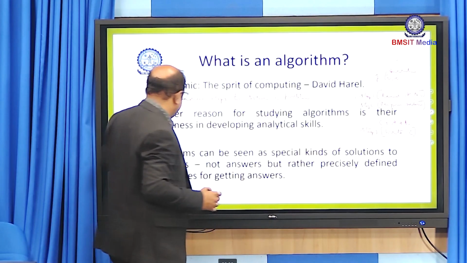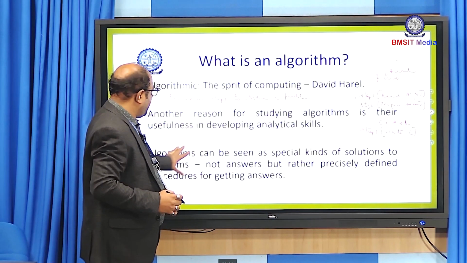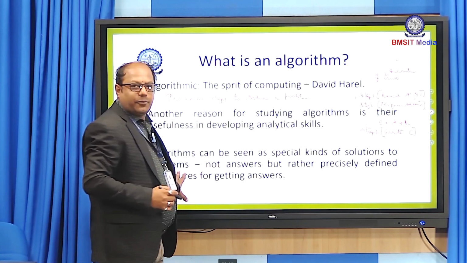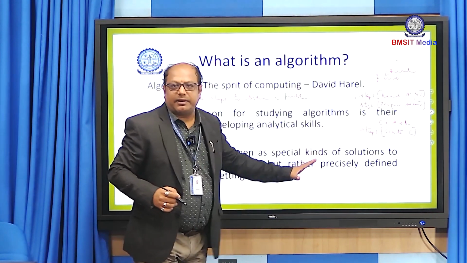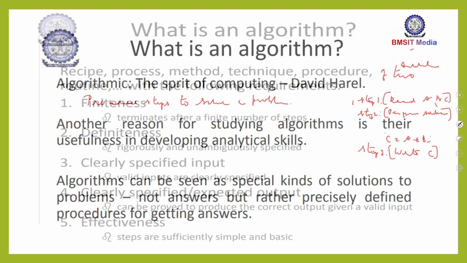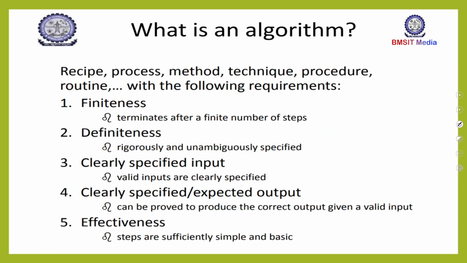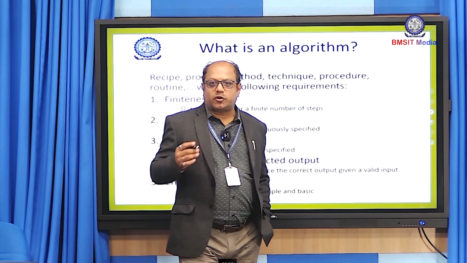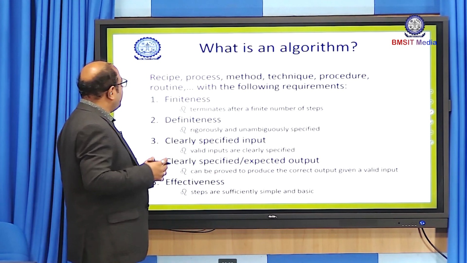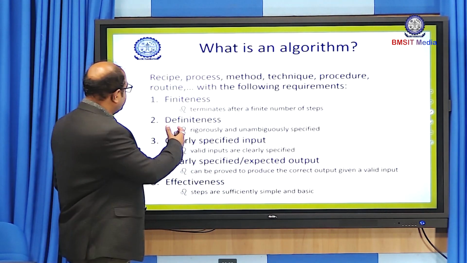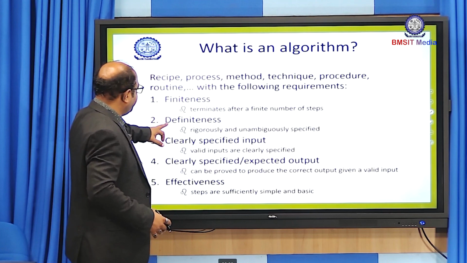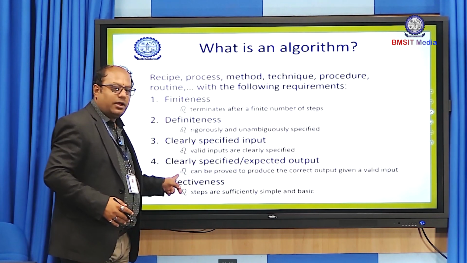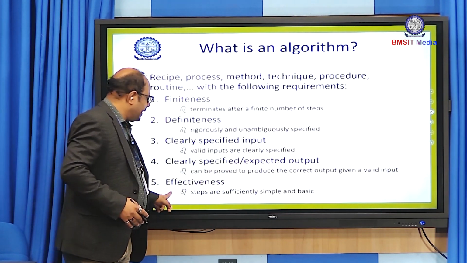Similarly, the definition says an algorithm is a solution for a given problem in terms of steps. What is an algorithm? It's a procedural set of steps to solve a problem. Some of the requirements for an algorithm are: finiteness, definiteness, clearly specified input, clearly specified output, and effectiveness.